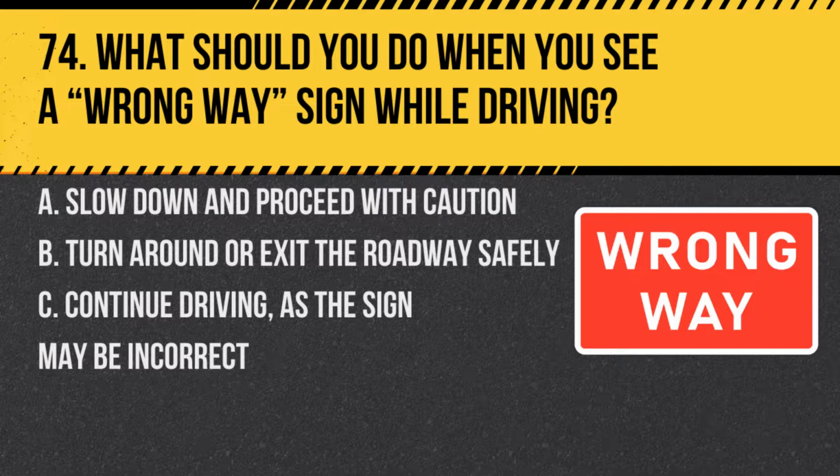Question 74. What should you do when you see a wrong way sign while driving? A. Slow down and proceed with caution. B. Turn around or exit the roadway safely. C. Continue driving, as the sign may be incorrect. Answer: B. Turn around or exit the roadway safely. This sign indicates that you are going against traffic, which is extremely dangerous.